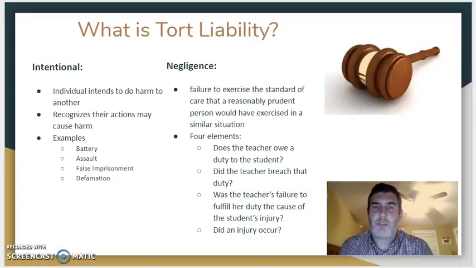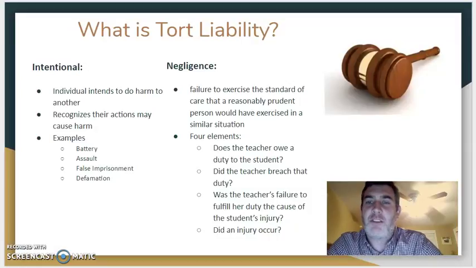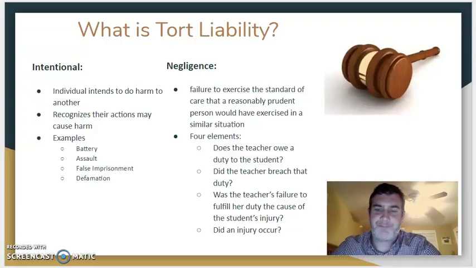Going through the court cases, it seems that negligence tort liability is the main factor in most of these cases. It is failure to exercise the standard of care that a reasonably prudent person would have exercised in a similar situation. And there are four elements to that. One, does the teacher owe a duty to the student? Does the teacher breach that duty? Was the teacher's failure to fulfill his or her duty the cause of the student's injury? And finally, did an injury occur?